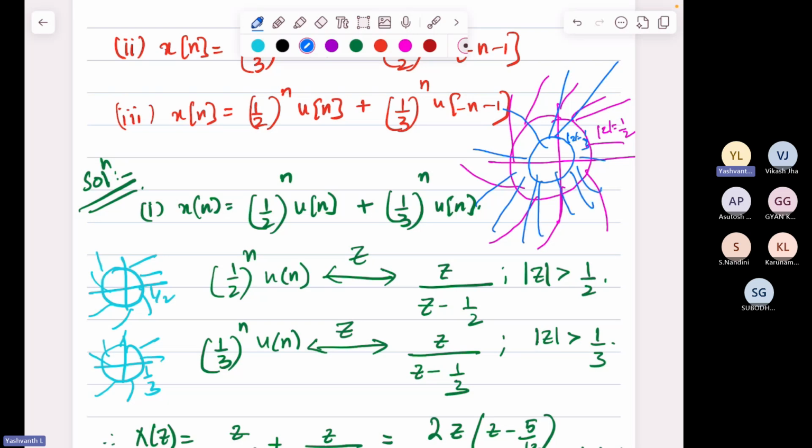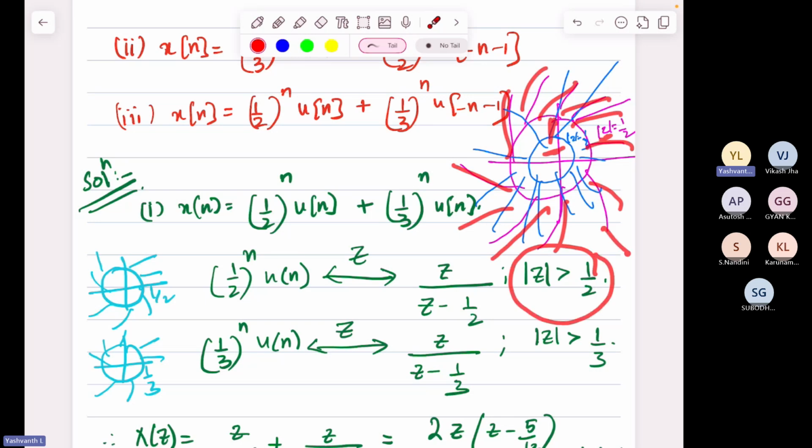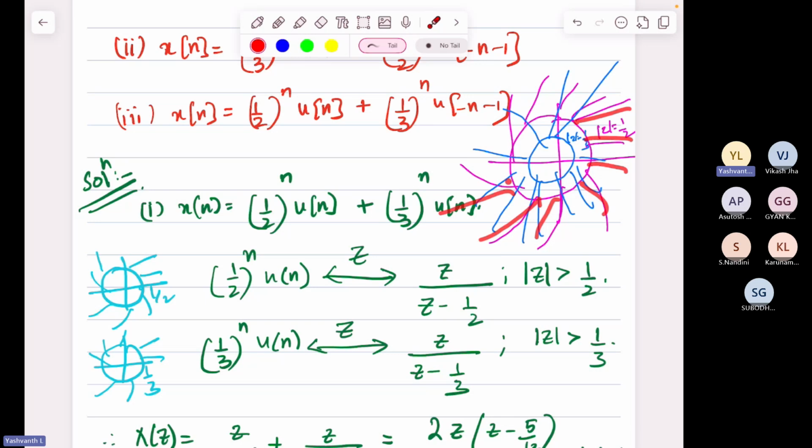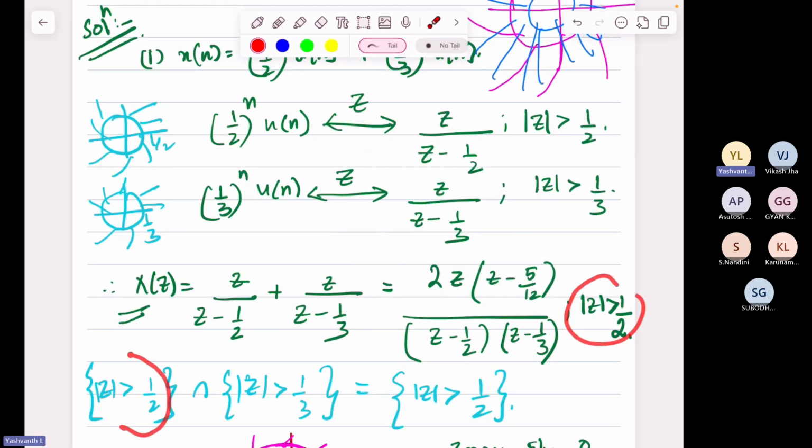Now what is the intersection? The intersection is whatever is lying outside |z| equal to half, because in the annular region between |z| equal to 1 by 3 and 1 by 2, the ROC for |z| greater than half will be violated. It will not occur. The common intersection is |z| greater than half. Okay, that's what I wrote here. The intersection of the regions given by |z| greater than half and |z| greater than 1 by 3 is |z| greater than half. Is it clear? This is what I told.